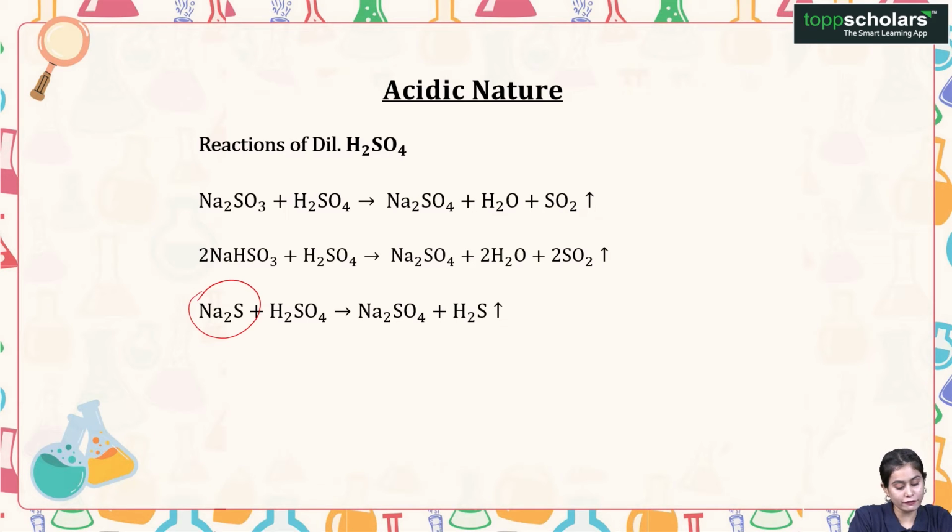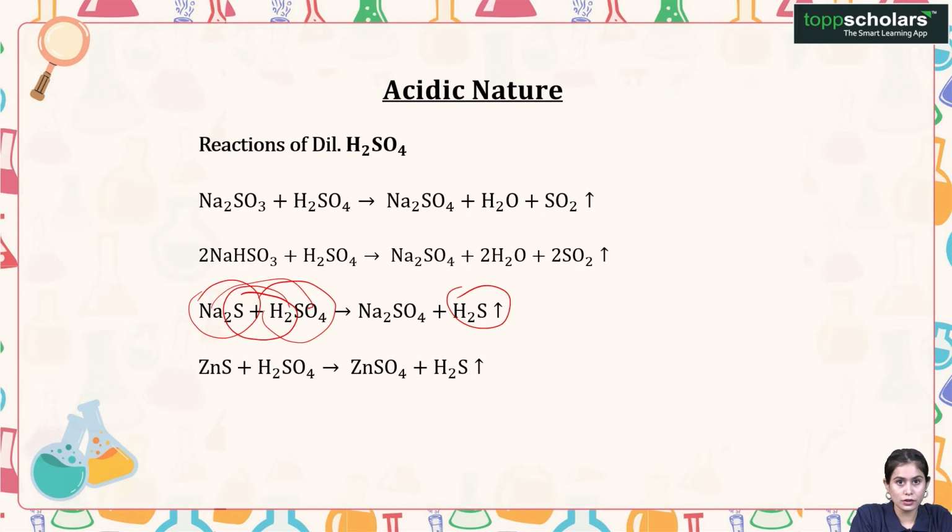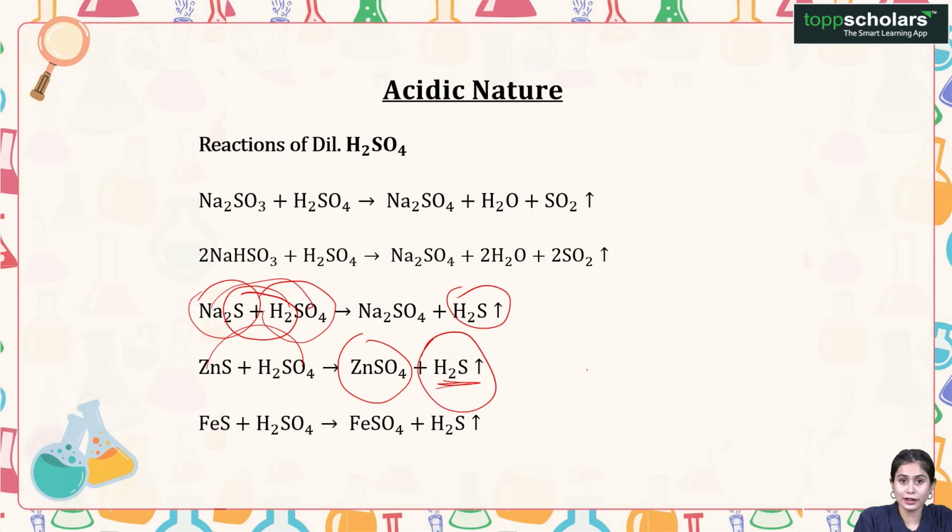We have sodium sulfide. Sodium sulfide reacts with your H2SO4, Na2S plus H2SO4 will give Na2SO4 plus H2S gas, simple H2S gas, hydrogen sulfide gas. Okay, ZnS, your zinc sulfide plus H2SO4 will give zinc sulfate plus H2S gas. See the liberation of hydrogen sulfide gas in these reactions. Okay, iron sulfide plus H2SO4 will give me FeSO4 plus H2S gas.